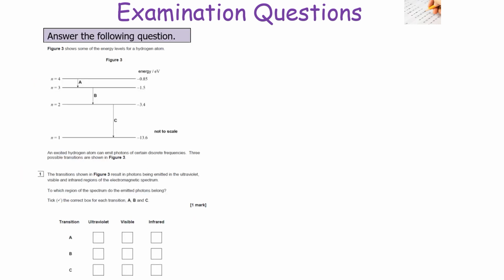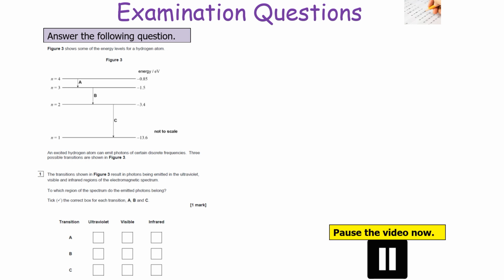The next question says, figure 3 shows some energy levels for a hydrogen atom. An excited hydrogen can emit photons of certain discrete frequencies. 3 possible transitions are shown. So these result in photons being emitted in the ultraviolet, visible and infrared spectrums of the electromagnetic spectrum. To which region of the spectrum do the emitted photons belong? So pause the video now, then unpause the video when you want to go through your answer.